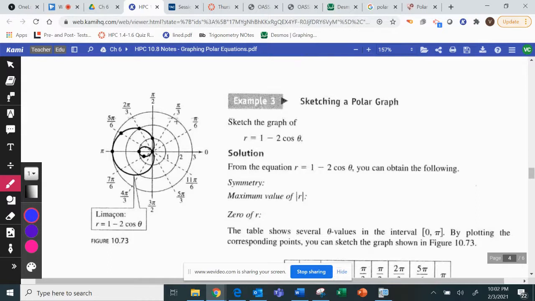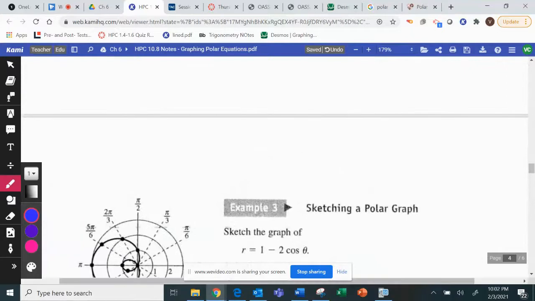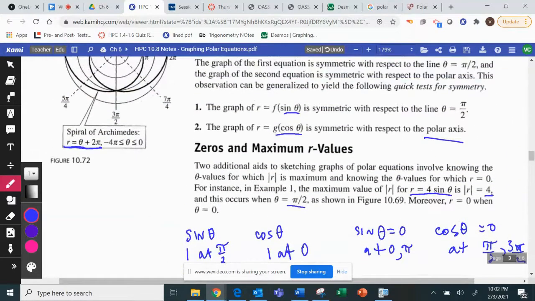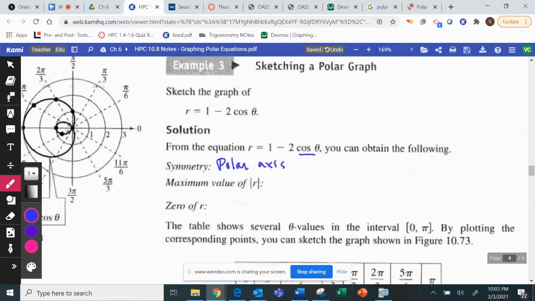So we're going to talk about symmetry. And we notice that it's cosine theta. Now I can go ahead and test the symmetry, or I can use up here where it says that we're going to have symmetry with respect to the polar axis. And then we'll talk about the maximum values of r.